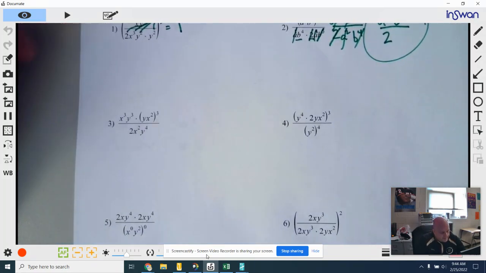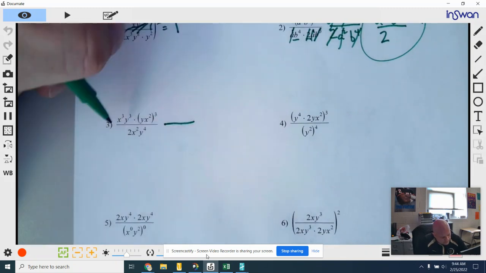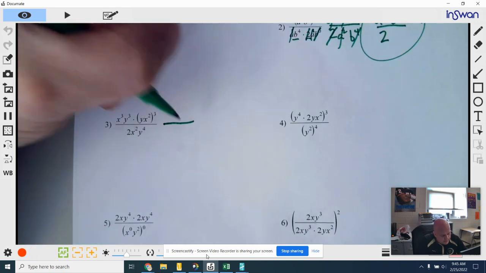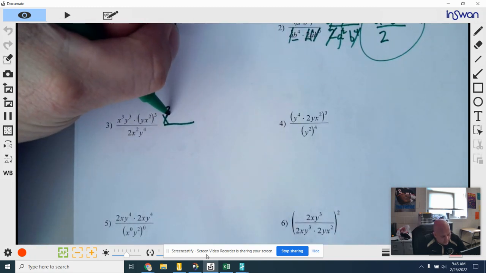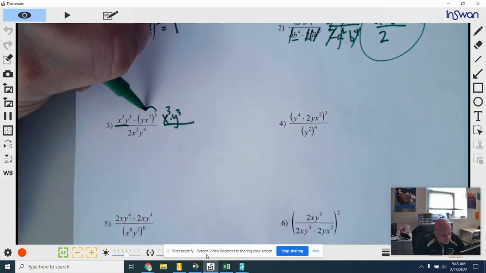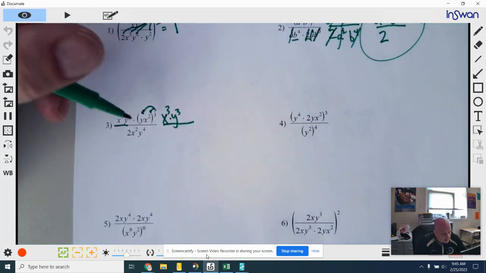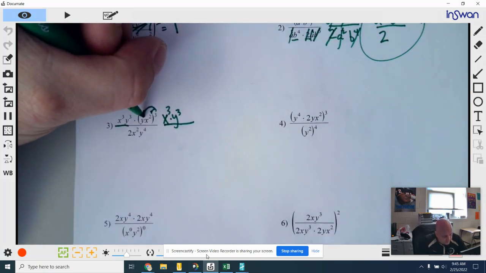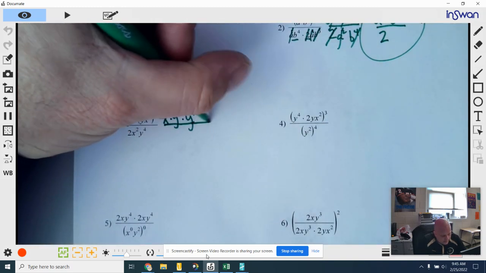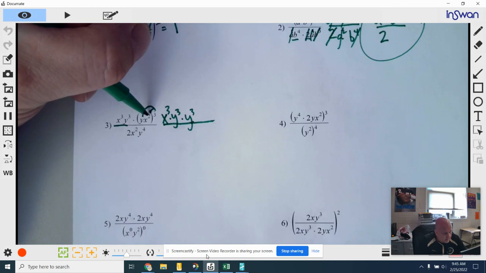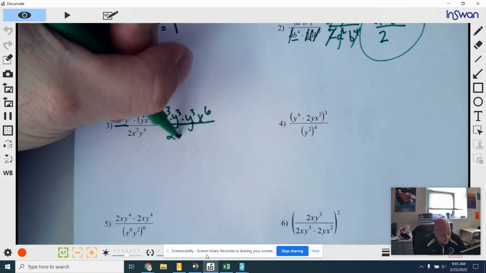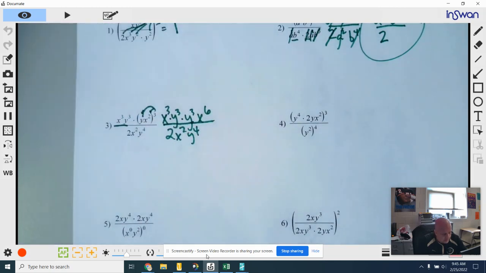Okay, number 3. I see there's some multiplication going on here. You got a power to a power. So I have to handle this power to a power first, which means I'm just going to come over here and rewrite this first piece, x cubed, y cubed. Distribute that 3 in. So this was y to the 1st power, and 1 times 3 gives you y to the 3rd power. And then x, you had to the power of 2 times 3. That's x to the 6th power. Okay, underneath, just rewrite 2x squared, y to the 4th.